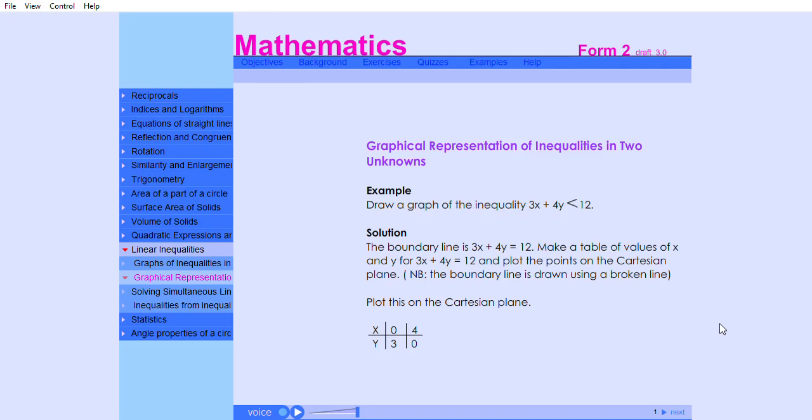Plot this on the Cartesian plane. When x is 0, y is 3. When x is 4, y is 0.